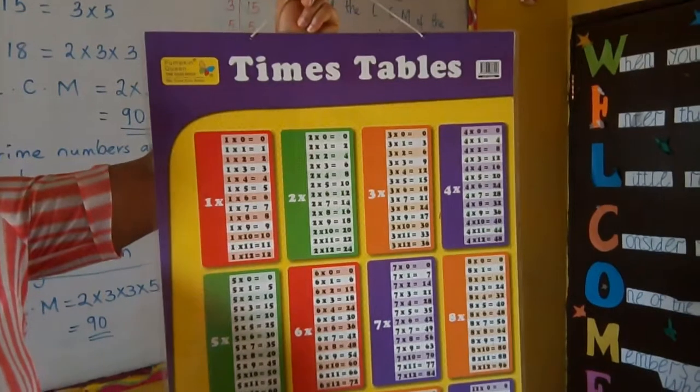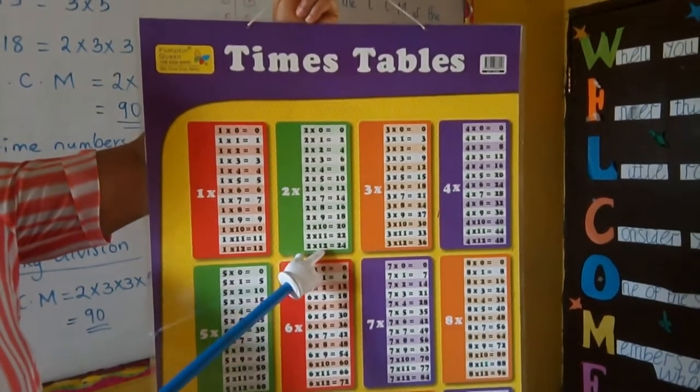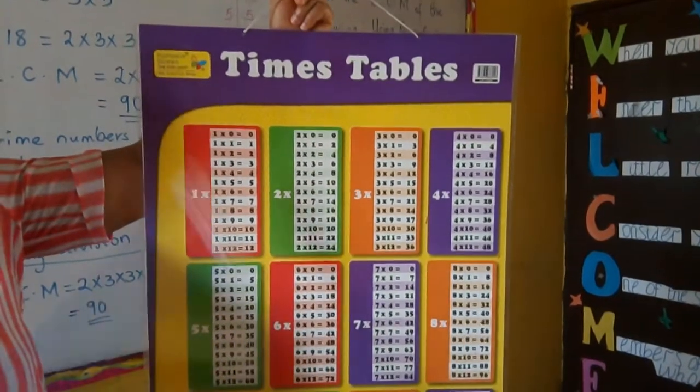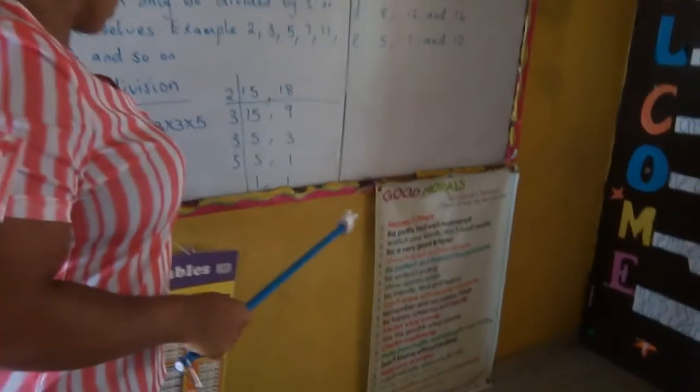Do you understand? So multiples are endless. You stop at 12, but multiples continue. You have 2 times 13, you have 2 times 14, like that, and you keep going. So today we are going to look at the least common multiple.